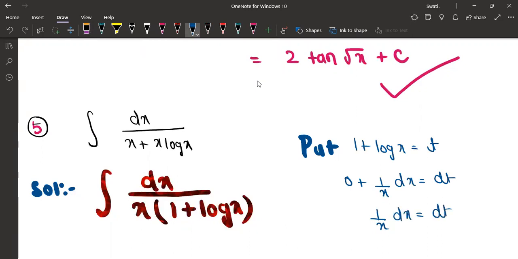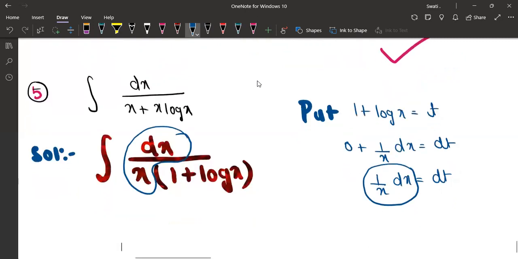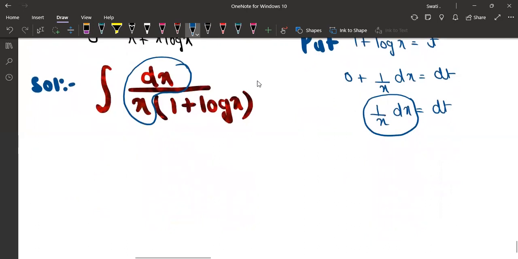Now you can clearly see that we have this particular term over here, 1 upon x dx. So in place of this, I can substitute dt. And 1 plus log x is already t. So what will this become? This will become the integration of 1 upon 1 plus log x, which I have taken as t, so it will become t, and then dx upon x, of course, is dt. So what are we getting? We are getting 1 upon t dt.